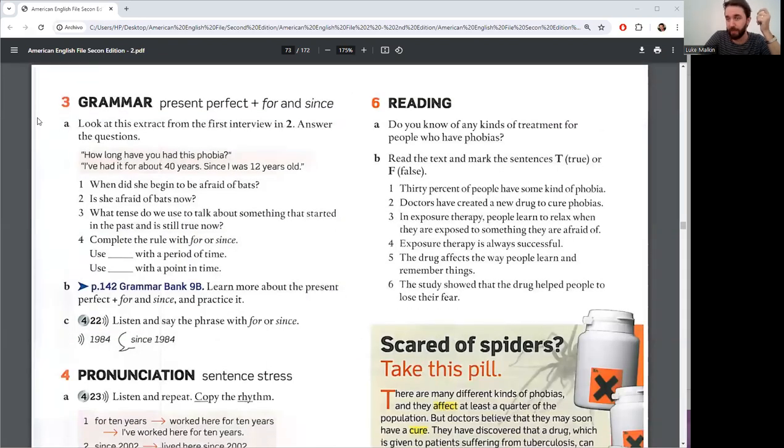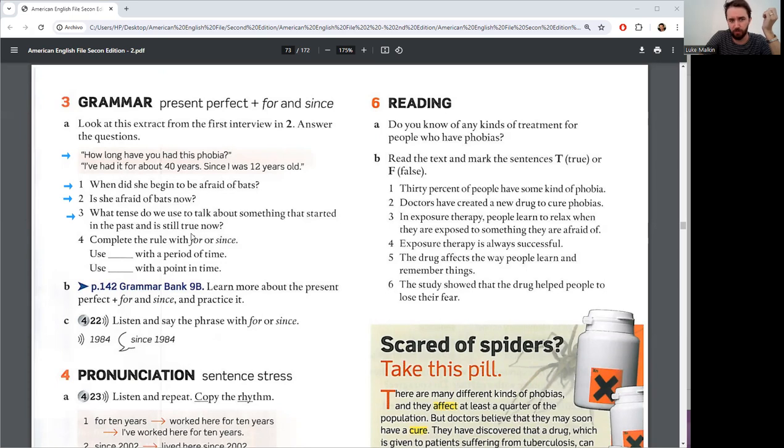The present perfect with for and since. So an example, how long have you had this phobia? I've had it for about 40 years, since I was 12 years old. Okay, when did she begin to be afraid of bats? When she was 12 years old. Is she afraid of bats now? Yes, she is.